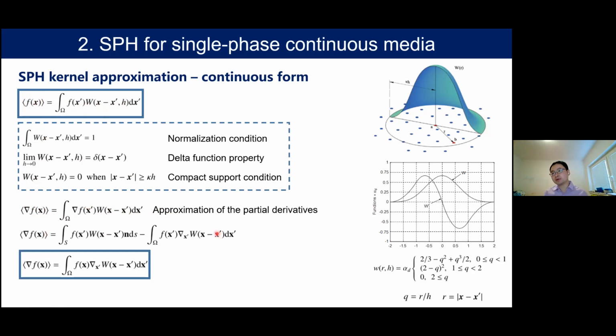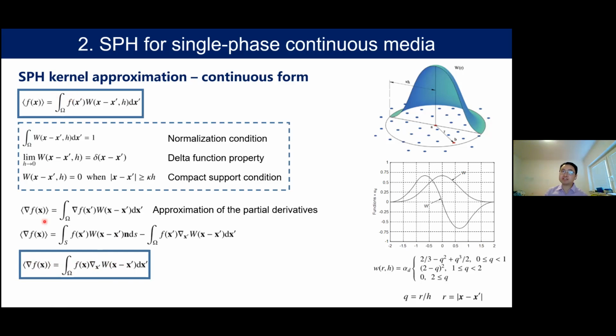But by doing some manipulation or operation, we can reach this approximation form for the partial derivatives. You can see that here, the partial derivative on the field function is transferred to the partial derivative on the kernel function. This is easier because the kernel function is only dependent on the location of your particles, or location of your material element, and it can be easily evaluated. So the computation of the partial derivative is easier.